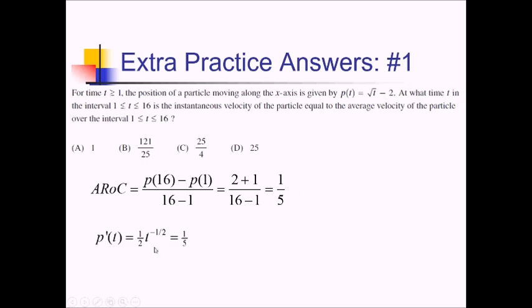Using a little algebra to solve this, I'm going to multiply both sides by 2. And then, with 2/5 over there, I'm going to raise both sides to the negative 2 power. That'll cancel out the negative 1/2 power. So we have 2/5 to the negative 2. That means I have to take the reciprocal, which is 5 over 2, and then square it. So that's going to be 25 over 4, giving us answer choice C.